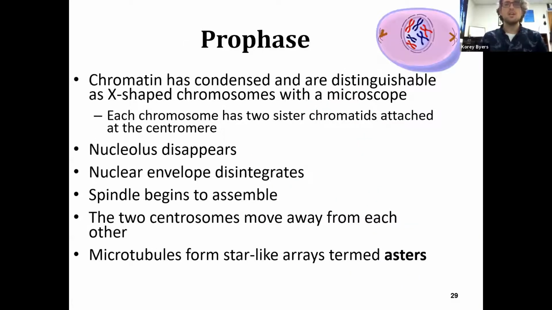In prophase, our DNA has duplicated and we have condensed into these X-shaped chromosomes. The nuclear envelope begins to dissolve. And these spindles begin to assemble out of the centrioles. They look like little stars or asters. They're just microtubules that are stretching out toward the chromosomes.